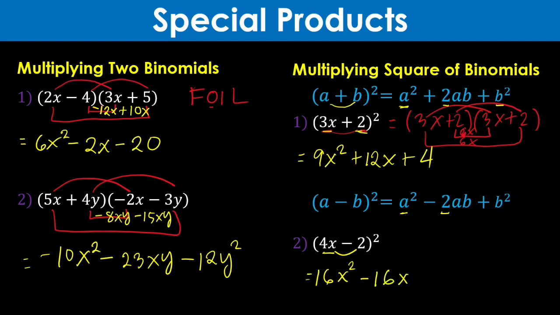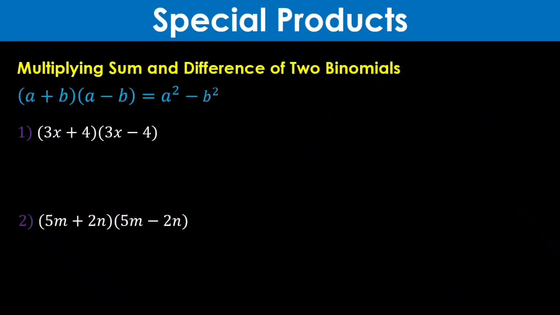Okay, if you can't follow it clearly, I will multiply it here. So 4x times negative 2, that's negative 8x. And then you multiply the result by 2, that gives you negative 16x. Finally, we square the second term. The square of negative 2 is positive 4. So that's the result.